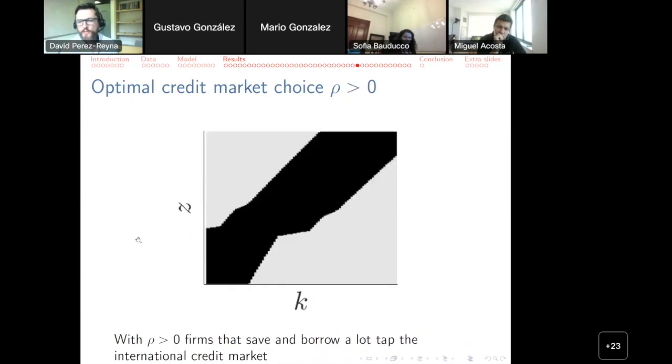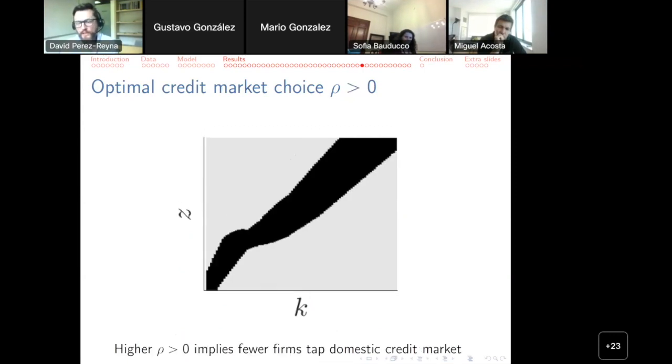And as ROE increases, we're going to see fewer firms wanting to tap the domestic credit market. In particular, with higher ROE, the firms that will be borrowing are more likely to tap the international credit market, and the firms that are saving are more likely to tap the international credit market.